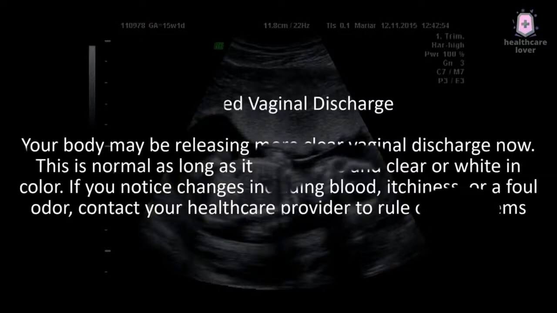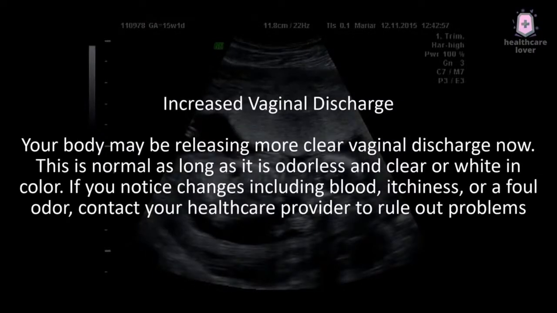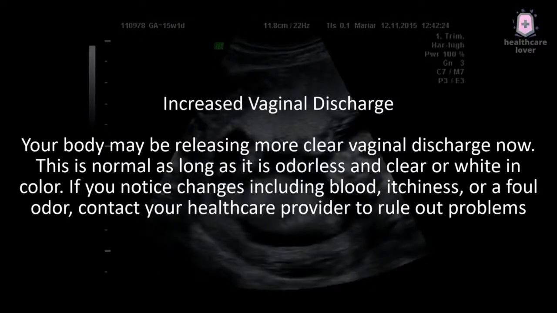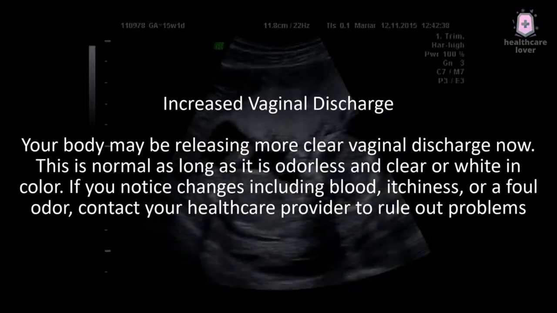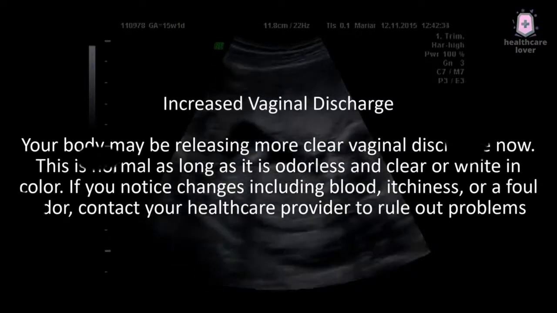Increased vaginal discharge. Your body may be releasing more clear vaginal discharge now. This is normal as long as it is odorless and clear or white in color. If you notice changes including blood, itchiness, or a foul odor, contact your healthcare provider to rule out problems.